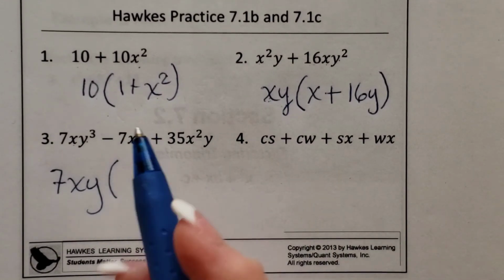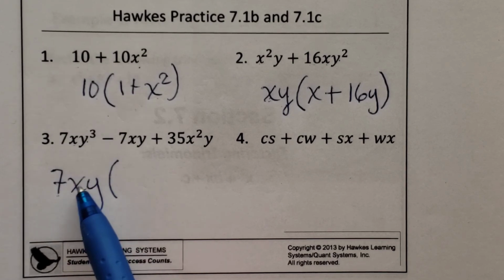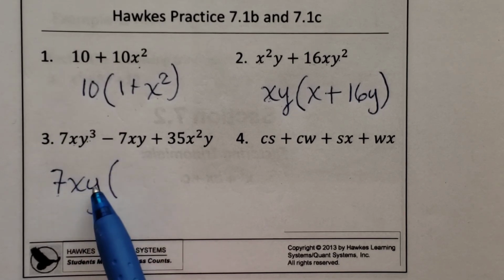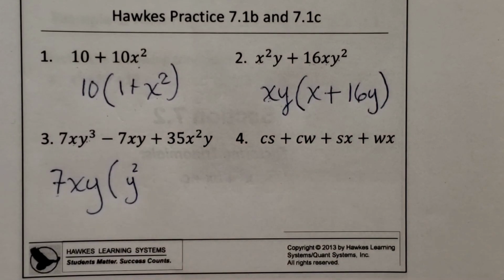So what am I left with? 7 divided by 7 is 1. X divided by x is 1. 3 y's, I pull out 1. How many y's are left? 2. So 1 times y squared is y squared.